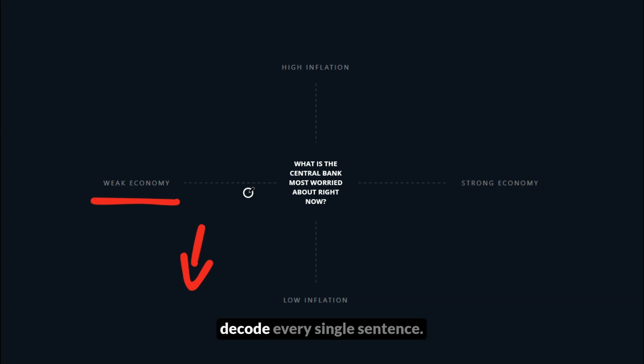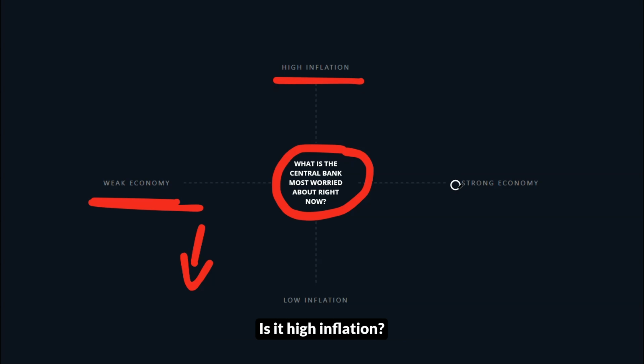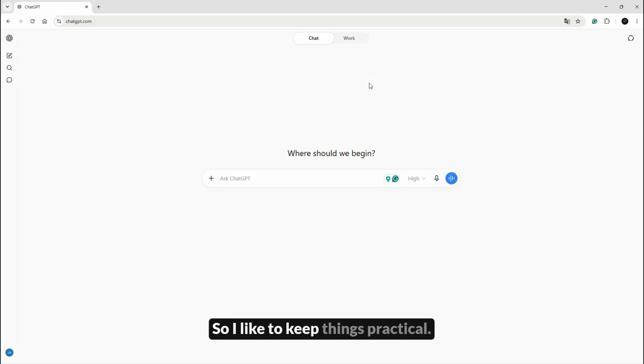So you're not going to need to decode every single sentence. You need to identify the problem they are most worried about right now. Is it the weak economy? Is it high inflation? Is it maybe a strong economy? Is it maybe low inflation? So I like to keep things practical.